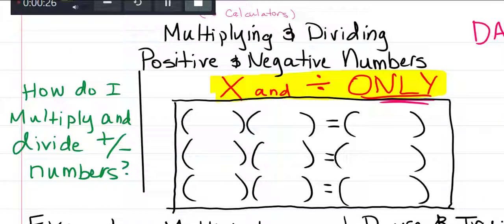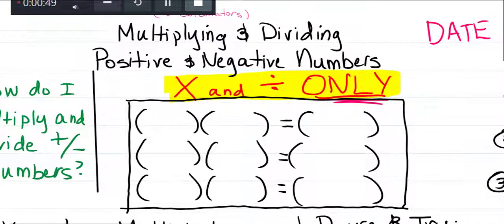All right, so what are we trying to learn how to do? We're trying to learn how to multiply and divide positive and negative numbers. This includes integers and rational numbers like fractions and decimals. These same rules apply. So please make sure you copy down everything that we have in our notes. I'll be checking your notebooks in class.